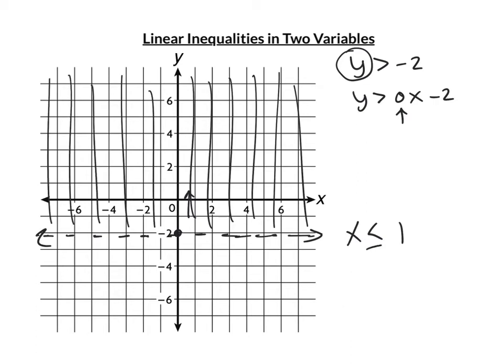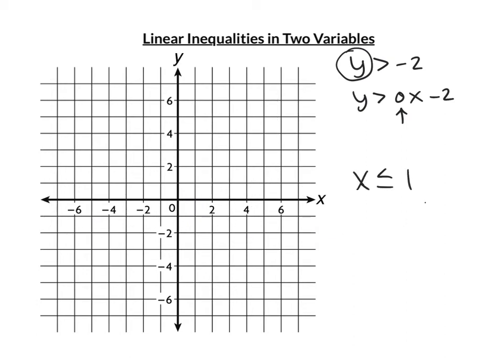This next one, let's make x is less than or equal to 1. To graph x is less than or equal to 1, I'm remembering that that's really x plus 0y is less than or equal to 1. Notice that if I tried to solve for y, I would at some point have to divide by 0, which you can't do. That's because the slope in this case is undefined.